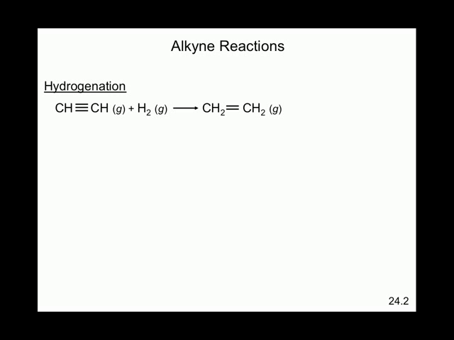Alkyne reactions. First one we have is hydrogenation, where we can add hydrogen and part of the triple bond will break. Remember, as I mentioned earlier, a triple bond is actually 1 sigma bond and 2 pi bonds, and the pi bonds are the weaker bonds. And so you can break those 2 pi bonds and then add hydrogen atoms to the carbon atoms. So here we're just partially hydrogenating it. So we're going from ethyne or acetylene to ethene or ethylene.